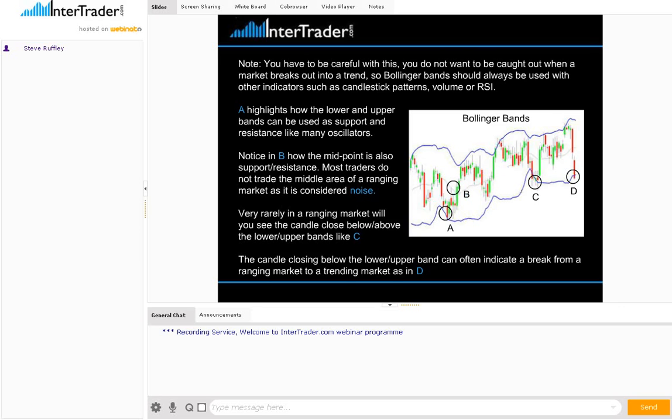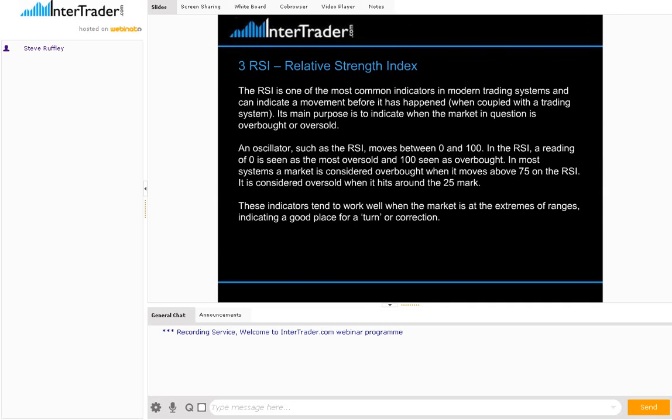So the RSI is a good one. It's one of the more common indicators, and it's more for modern computer trading. When I say modern, it wasn't really around 10, 15 years ago. It becomes more in fashion as things change. But the RSI is an oscillator, so it moves between 0 and 100. The general rule of thumb is that anything above 70 is overbought, and anything below 30 is oversold.